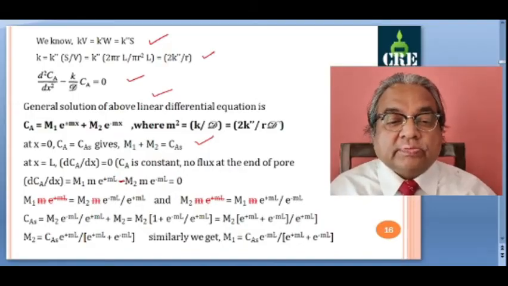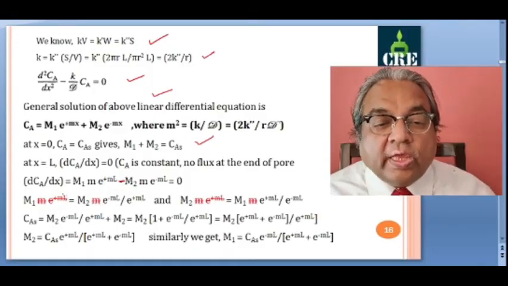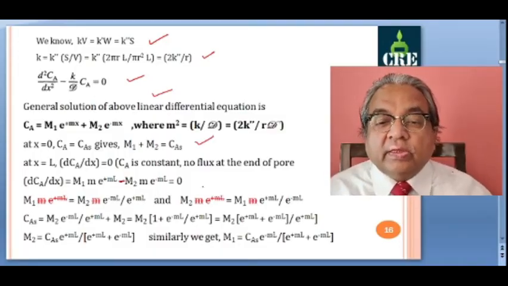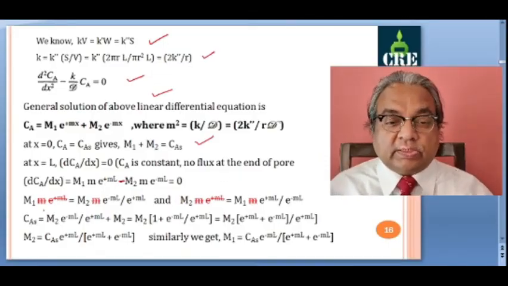If you solve this, so this m1 into e raised to ml is equal to m2 into e raised to minus ml, because this m will cancel out, and this e raised to ml can be taken here the denominator. Similarly, m2 can be written as m1 into e raised to plus ml divided by e raised to minus ml. So you have to check these signs carefully.